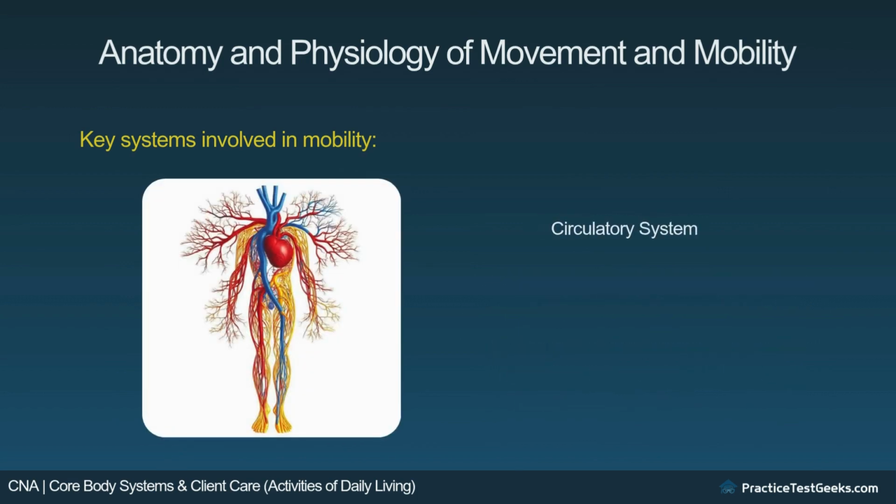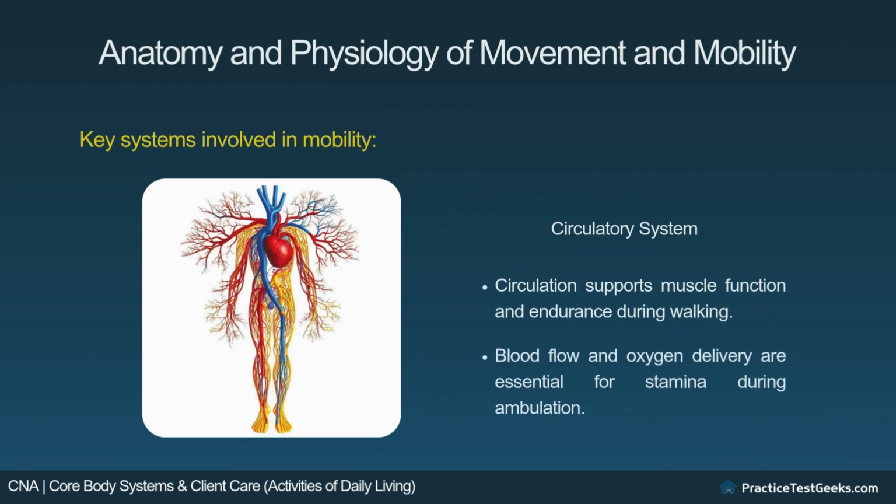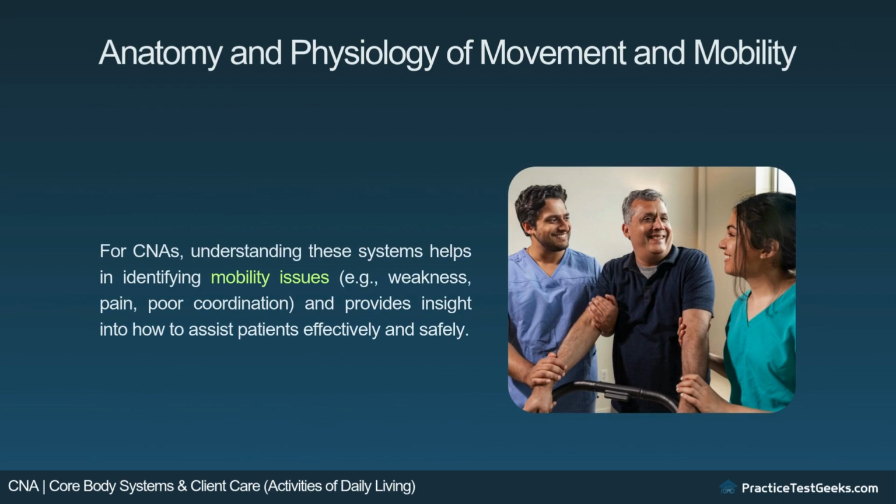Circulatory system. Circulation supports muscle function and endurance during walking. Blood flow and oxygen delivery are essential for stamina during ambulation. For CNAs, understanding these systems helps in identifying mobility issues, such as weakness, pain, and poor coordination, and provides insight into how to assist patients effectively and safely.